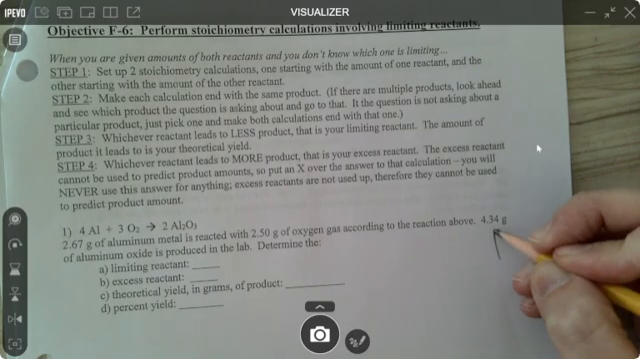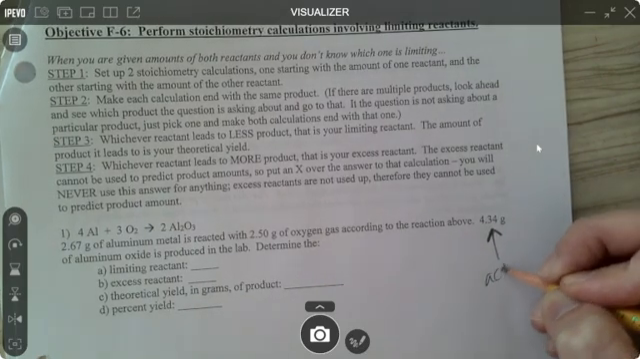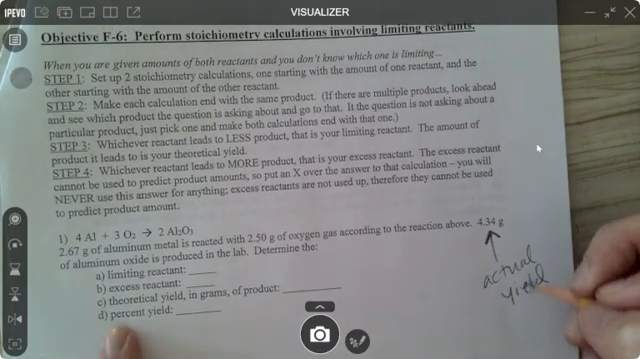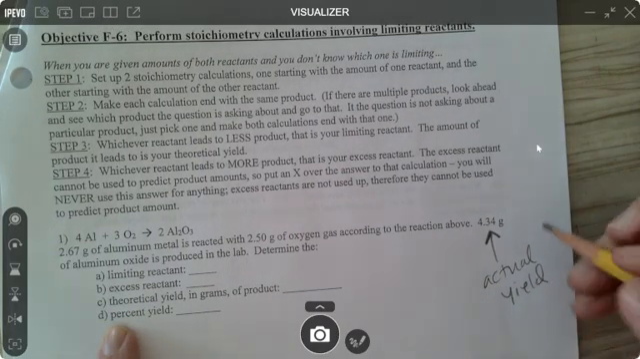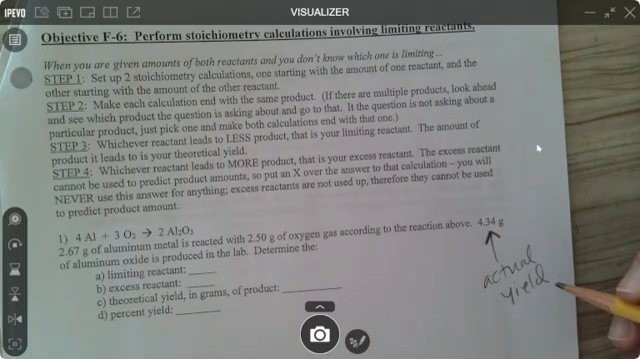When I say in the lab, what does that mean? It's the what? What's the word? Actual yield, okay? You're not going to use that till the very end when you calculate percent yield, okay? So don't use the actual yield for anything.